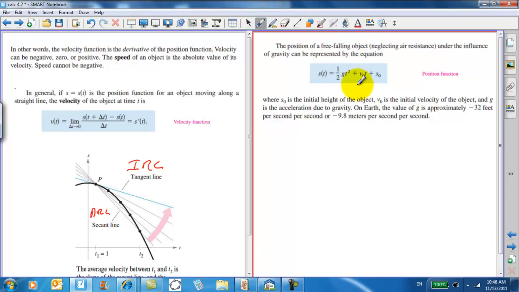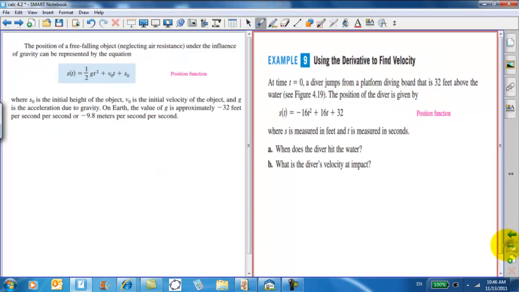And you may remember this formula from physics. Some of you can jot down your formula sheet. This is a position for a free-falling object. Its height at any time. It's 1 half gt squared plus v naught t plus s naught. And the various terms are defined in here. V naught is the initial velocity, g is acceleration due to gravity, and on Earth we usually use negative 32 feet per second squared or negative 9.8 meters per second squared.